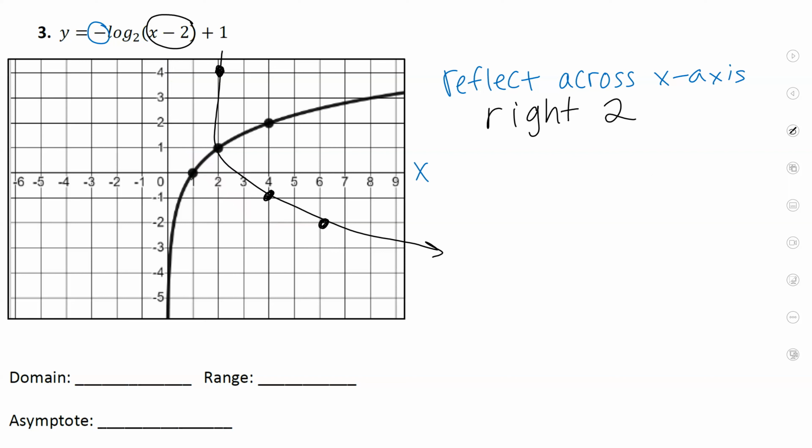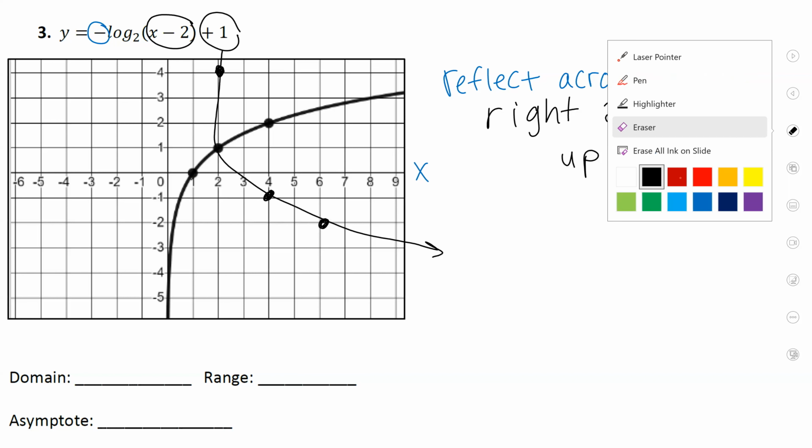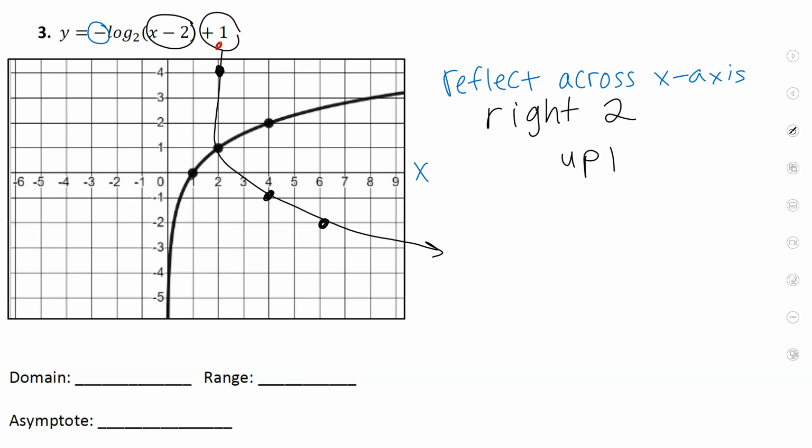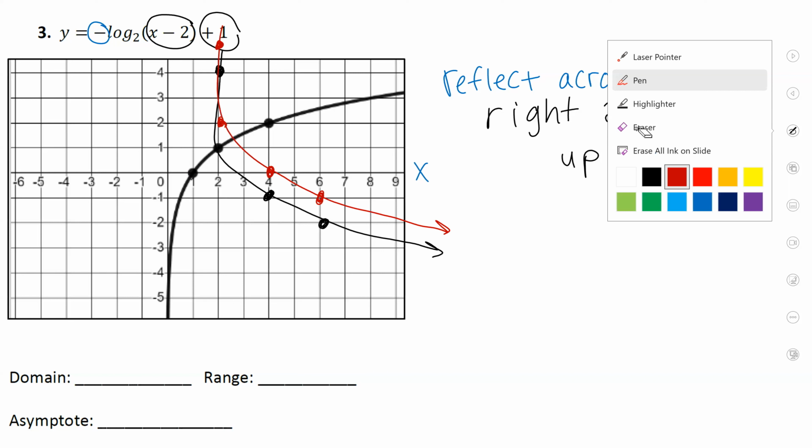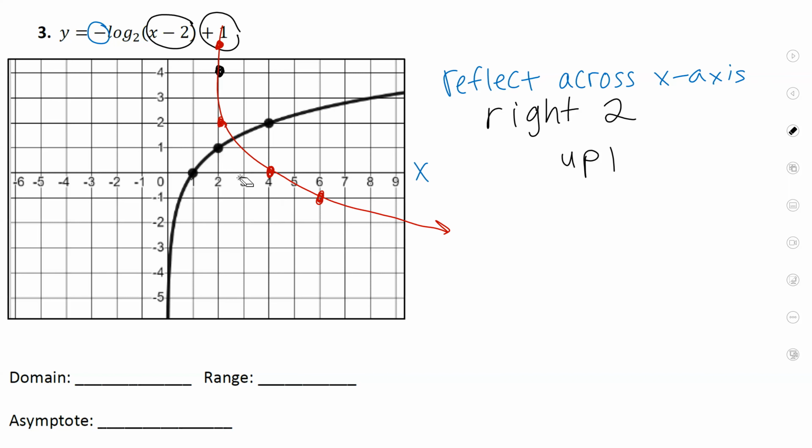Okay. Next, what does this +1 on the end do? Up one. So let's move each of these points up one space. So this will be here. I'll do it in a different color so we can see the difference. This point will move up one. This point will move up one. This point will move up one. This point will move up one. So it looks like this. So I erase the old one. I'm not supposed to be drawing any of this. Now you can draw it. We're completely done.